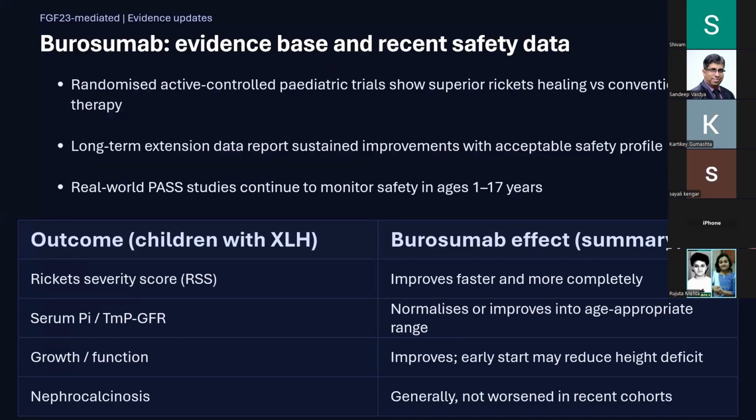Basically, we have evidence that in randomized active-controlled trials, burosumab shows superior healing versus conventional therapy. And long-term extension data report sustained improvements with an acceptable safety profile. And as for outcomes, the rickets severity score improves faster and more completely, and serum phosphorus level normalizes. Growth and function also improve with burosumab. And generally, nephrocalcinosis is not worsened with burosumab usage.